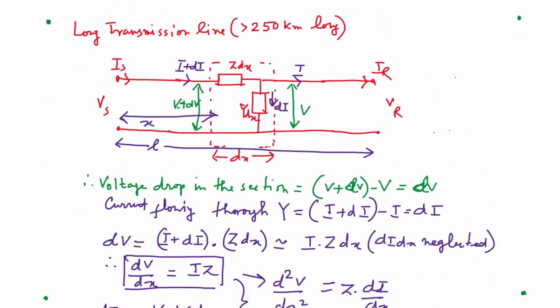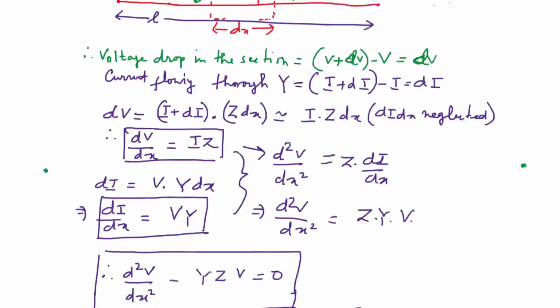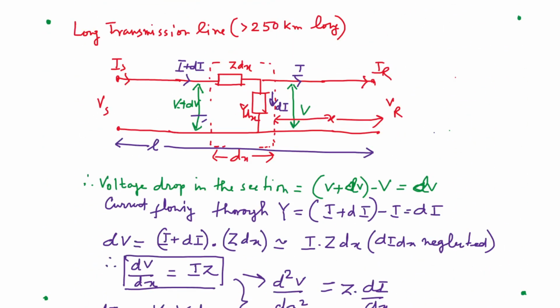I have made one mistake. Actually this x is not considered from the sending end, but x is considered from the receiving end. So this length is actually x. It is measured from the receiving end, not from the sending end. So x equal to 0 means we are standing at the receiving end, and x equal to L means we are at the sending end.